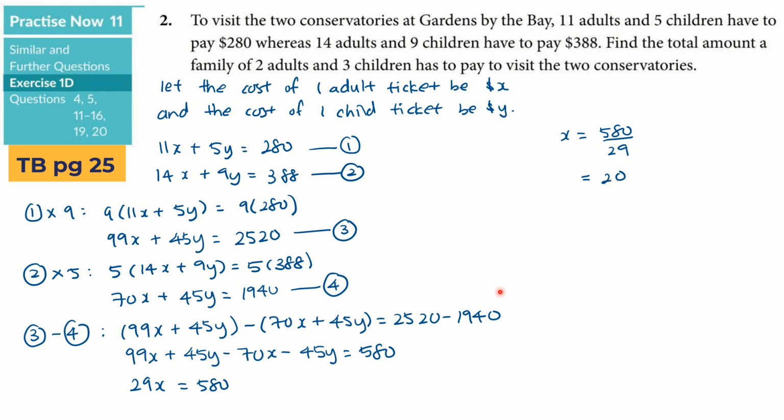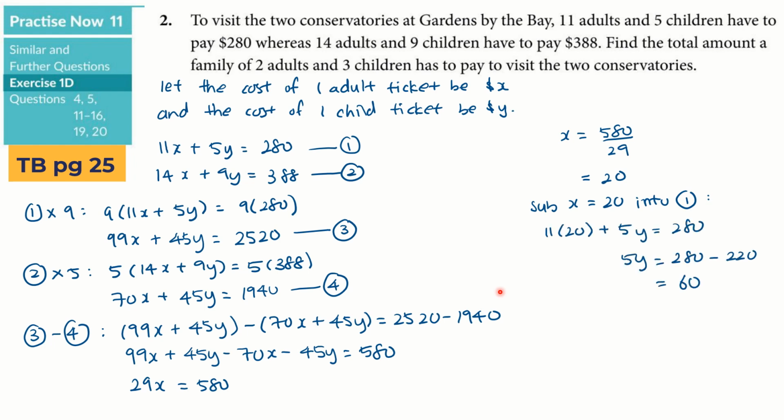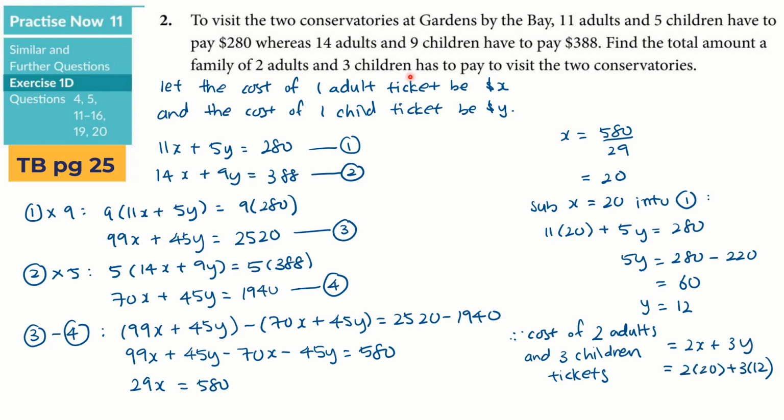Keep in mind that we need to find the value of y. So substituting x equals to 20 into equation 1, we can find that the value of y is actually equals to 12. So one child ticket is $12 and one adult ticket is $20. Not forgetting that we are trying to solve this question here, which is to find the cost for 2 adults and 3 children. So that means that our cost will be 2x plus 3y, and that will give us $76.